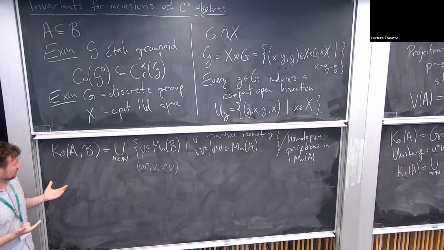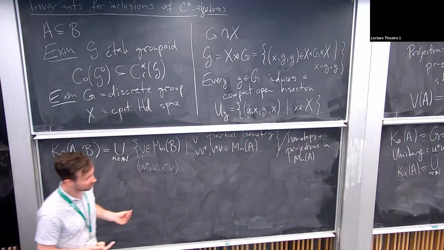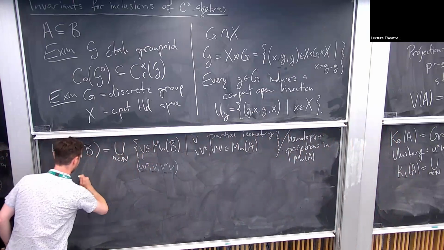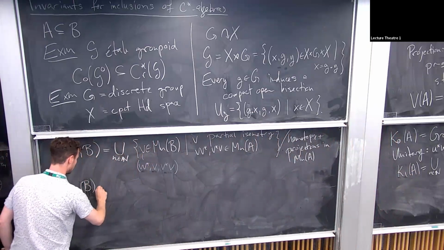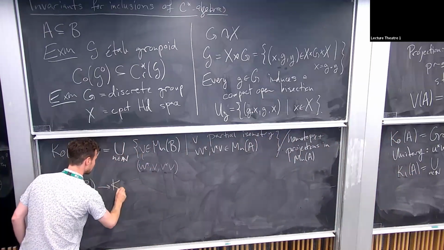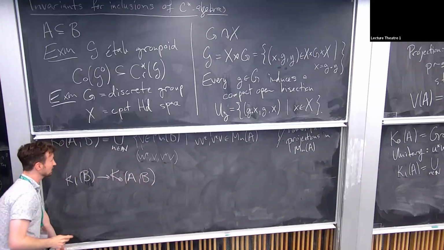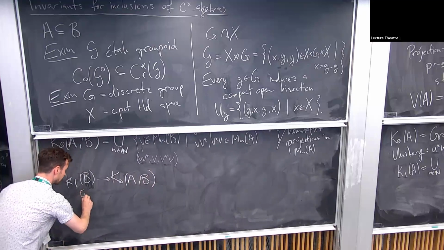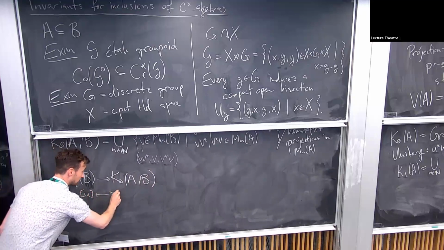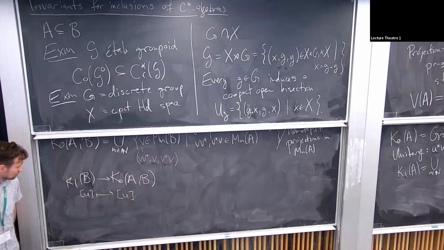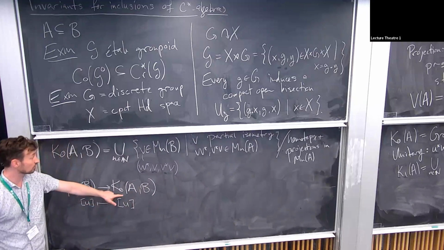The fun thing is that this thing is defined in such a nice way that we actually get some obvious maps that go from K1 of B into this relative K theory, which is just given by taking a unitary and thinking of it as a partial isometry. Sorry, James, what happens when A and B are equal? When A and B are equal, this will always be true.